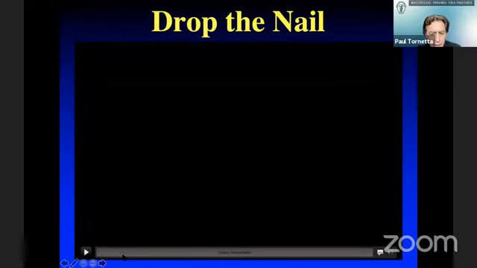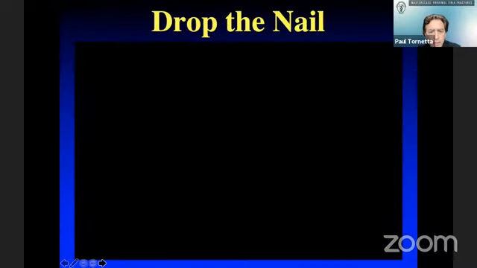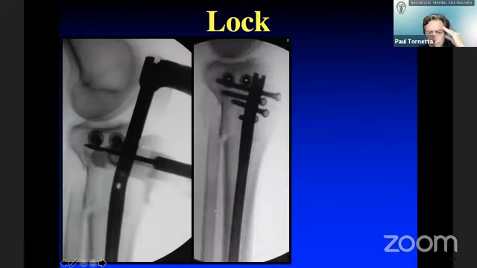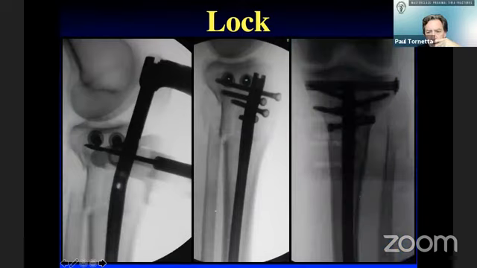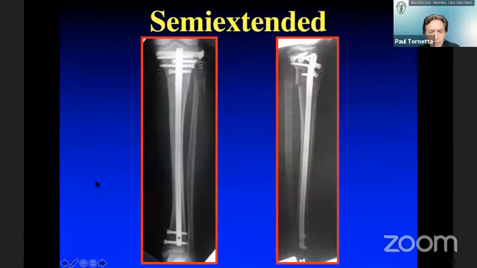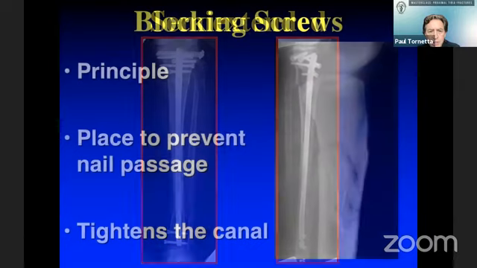So here, it looks like that's going to be a problem. We drop the nail, we lock the nail. I'll just go through this. So this is what the locking looks like. Again, we put these screws in an area so that there shouldn't be any issues with getting them in, and you can see them underneath those locking screws in good alignment overall. Closure is pretty standard. It's just like any other arthrotomy. This is the final x-rays.